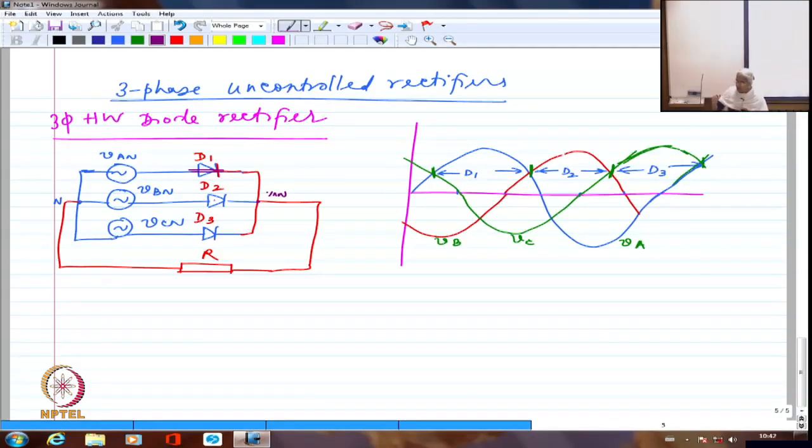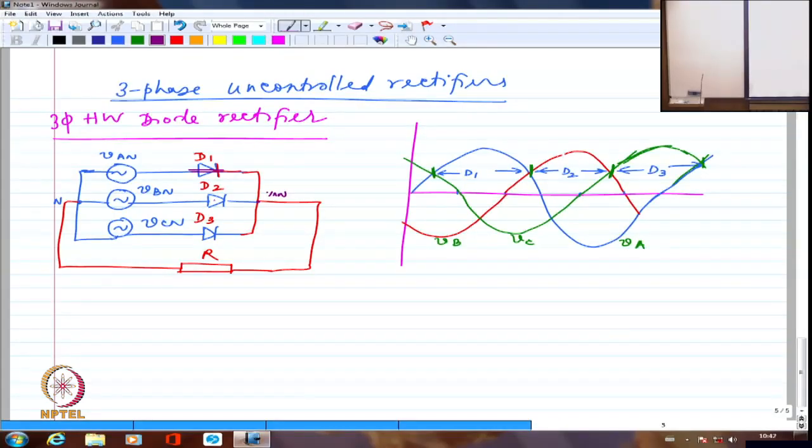And if I try to look at VBA or VCA, because A is the maximum, VBA as well as VCA have to be negative. There is no other way. The maximum is A. Rest of them are all smaller. So VB minus VA or VC minus VA, all of them have to be negative. There is no other way. So both these diodes are automatically reverse biased.